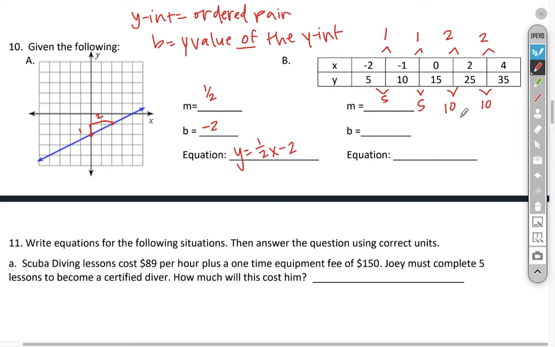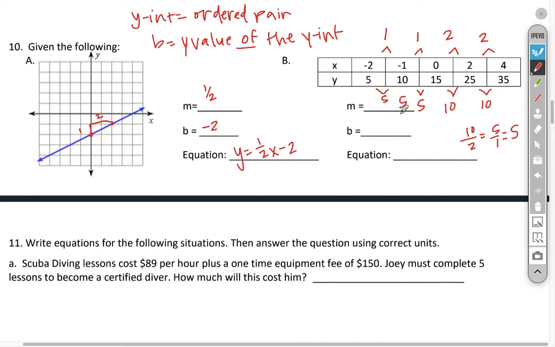So if you notice, we've got 10 over 2, and we also know that that reduces to 5 over 1. So these are the same slopes. So this is fine. This is a common rate of change. So this is going to be a slope of 5, m of 5.